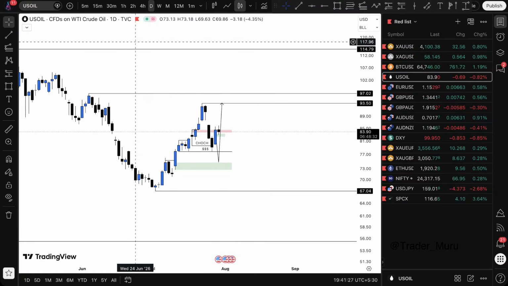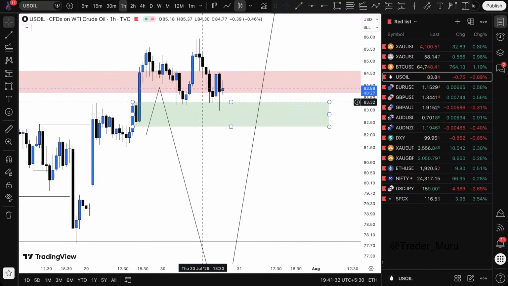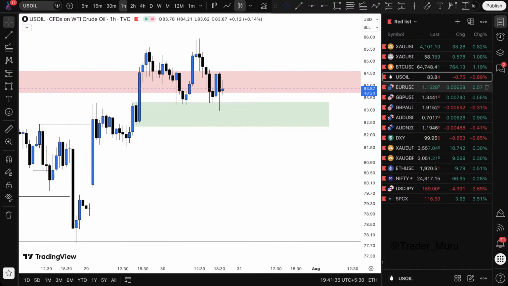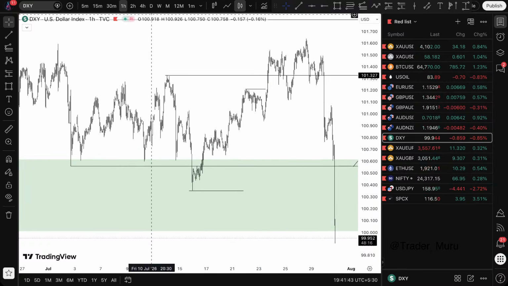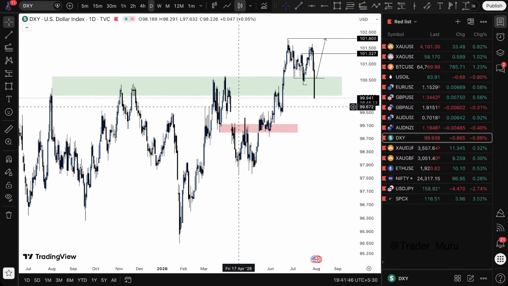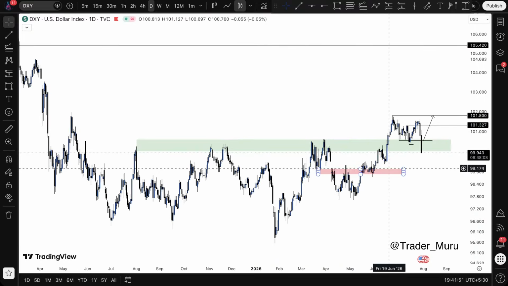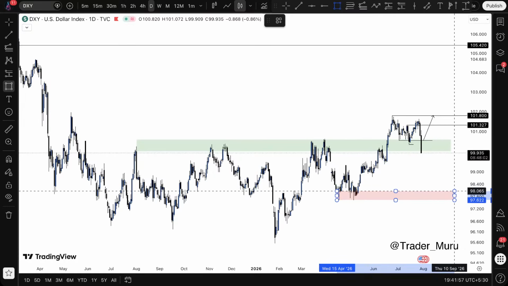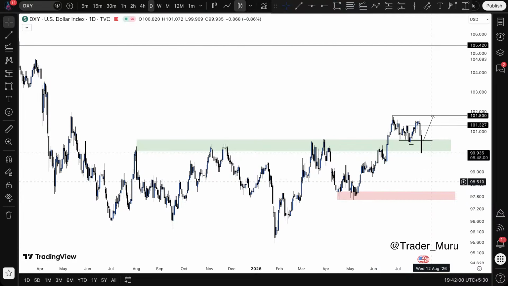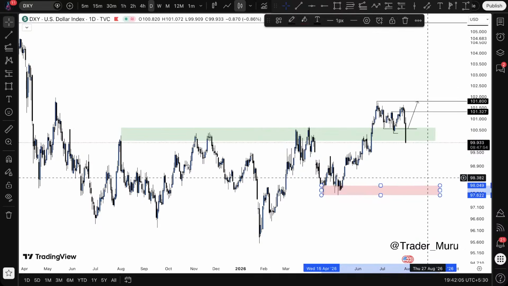Oil still at the same level, no change. Bouncing from this green zone. Now DXY is bearish. Till which area? Till this zone. If we get candle closing below, it will retest here and drop to this level, 98.